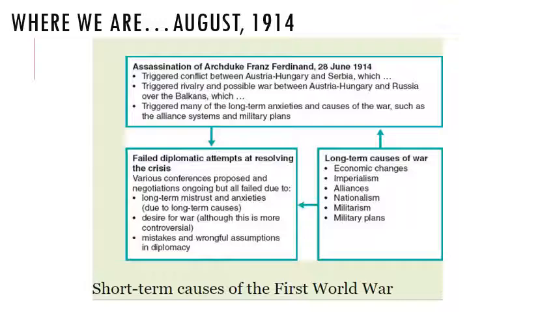So just to recap where we're at, in August 1914, we had the assassination of Archduke Franz Ferdinand. At the end of June, you had the July crisis. So you got this triggering of that conflict between Austria-Hungary and Serbia, which eventually boils over into the rivalry and the war between Austria-Hungary and Russia in the Balkans, which then triggers the long-term anxieties that we talked about within the pre-mortem. And then you get these failed diplomatic attempts.